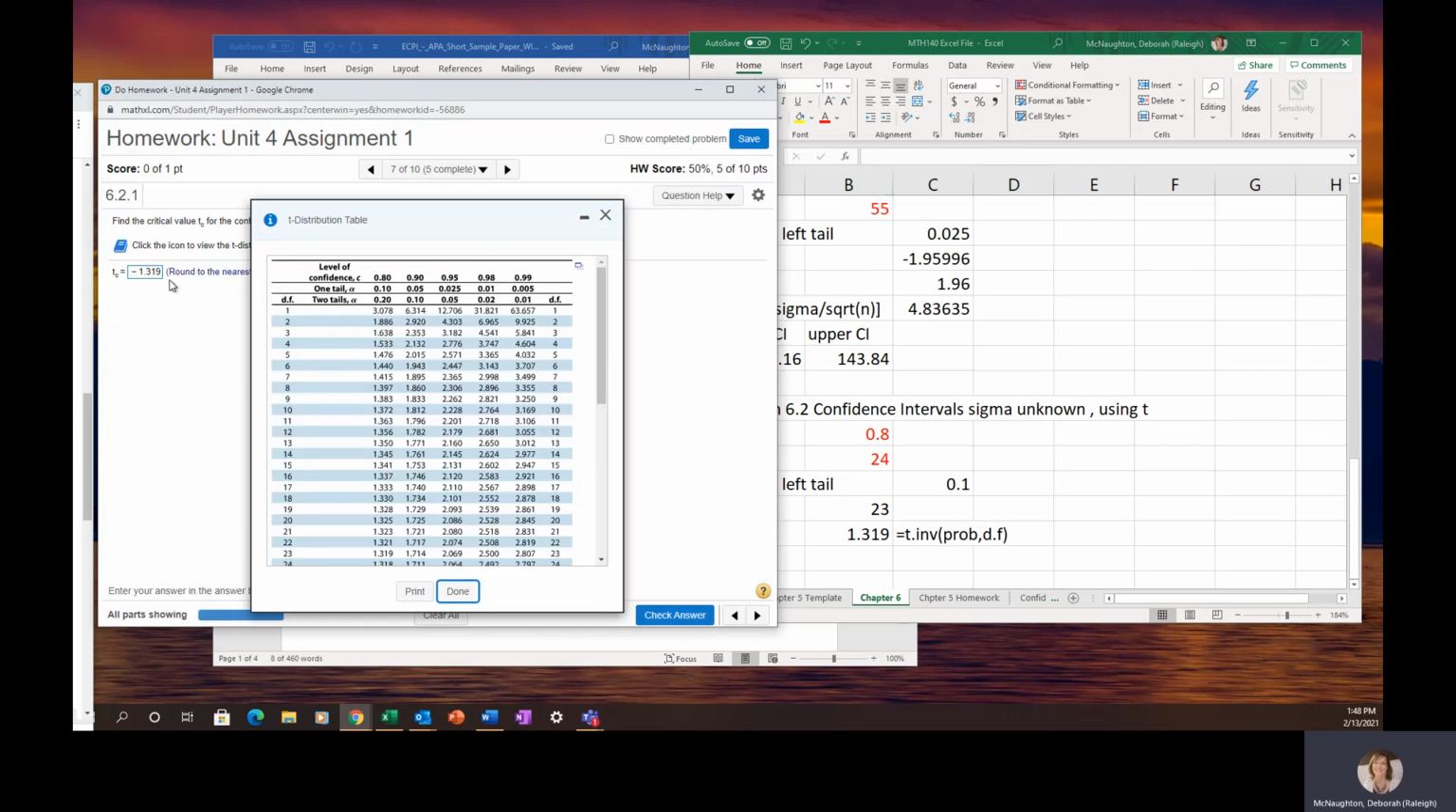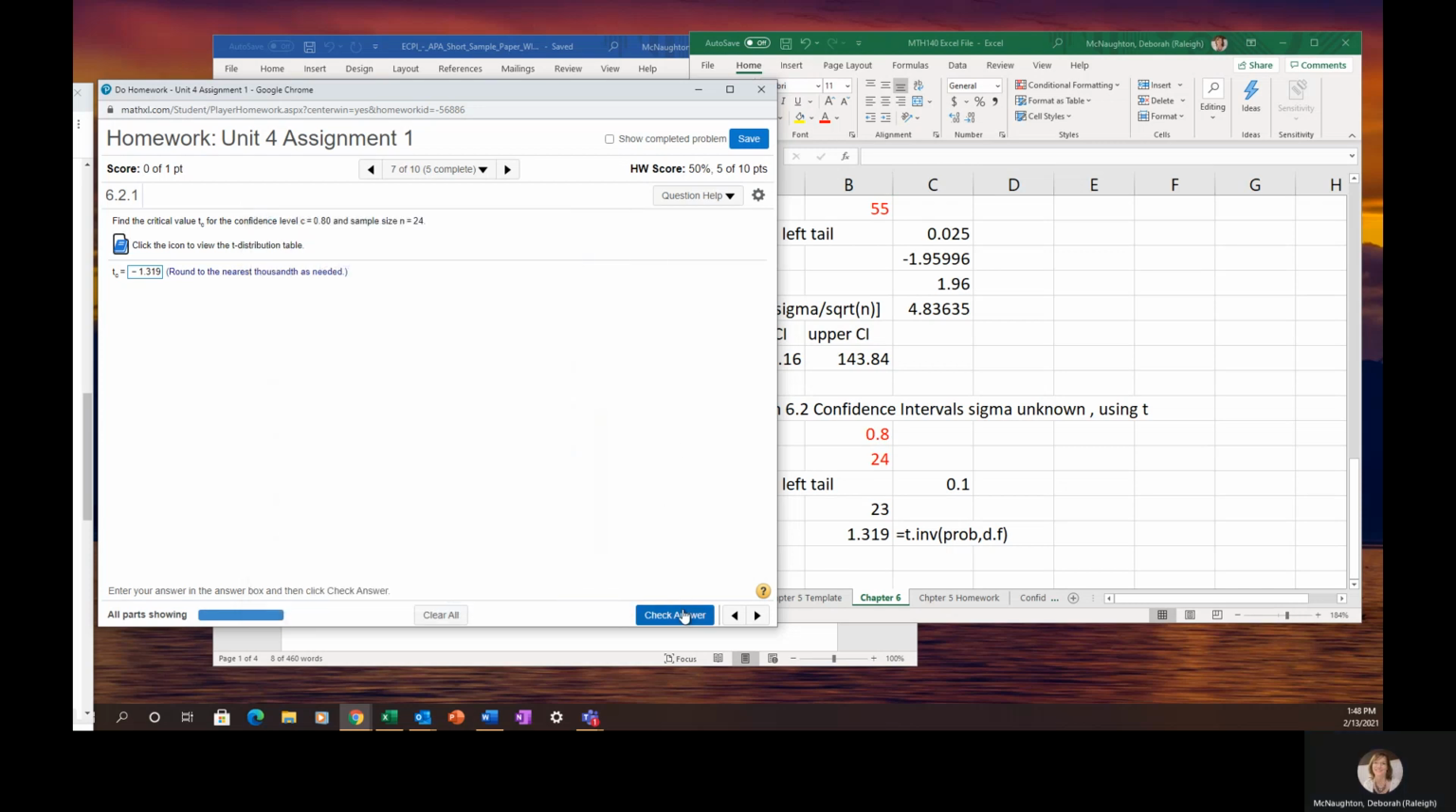So sometimes it gives you this table and sometimes it doesn't. That's why I like to show you where it is in the textbook. But again, we go to 23, 1.319. So they all give us the same answer. Okay, and this should be positive. My bad.